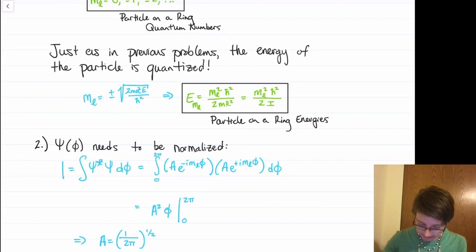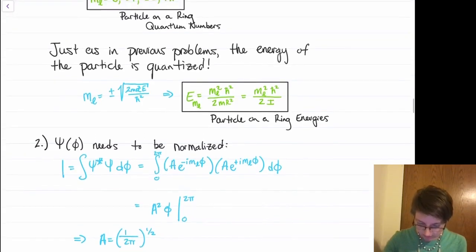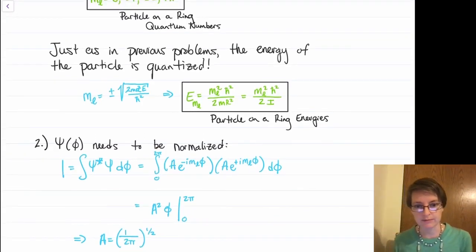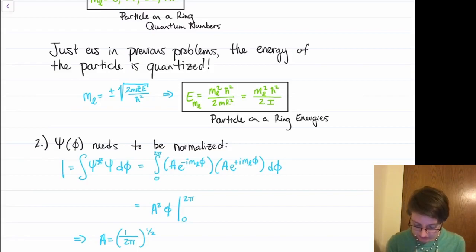And then last but not least, the other thing that we can know about this particle on a ring problem is that, as always, psi has to be normalized. And so it's a little bit useful to show that normalization process just so that we can do a refresher on complex conjugates. So our normalization condition is that the wave function multiplied by the complex conjugate over all relevant space should be equal to 1.